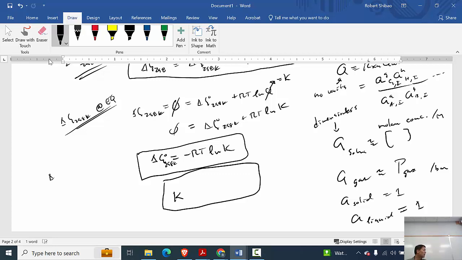Now, I should have said there's 2 ways. The easiest way of getting delta G naught at 298 Kelvin is by using delta G's of formation. The easiest way is to sum up the delta G's of formation for the products minus the sum of the delta G's of formation for the reactants. So that's probably the easiest way to get this here.